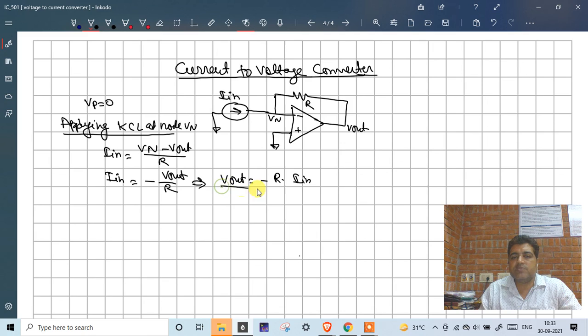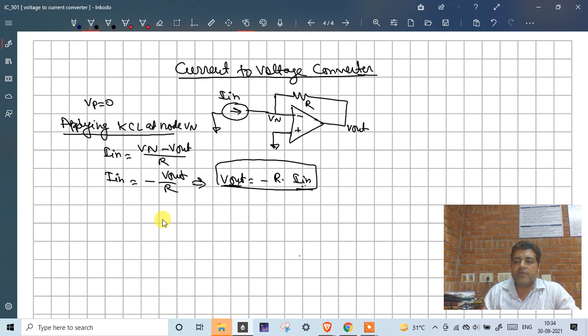So if we see this particular equation, what we are going to have is that my output voltage is proportional to the input current. So I have converted my input current into the output voltage, and that's why this particular circuit is known as current to voltage converter.